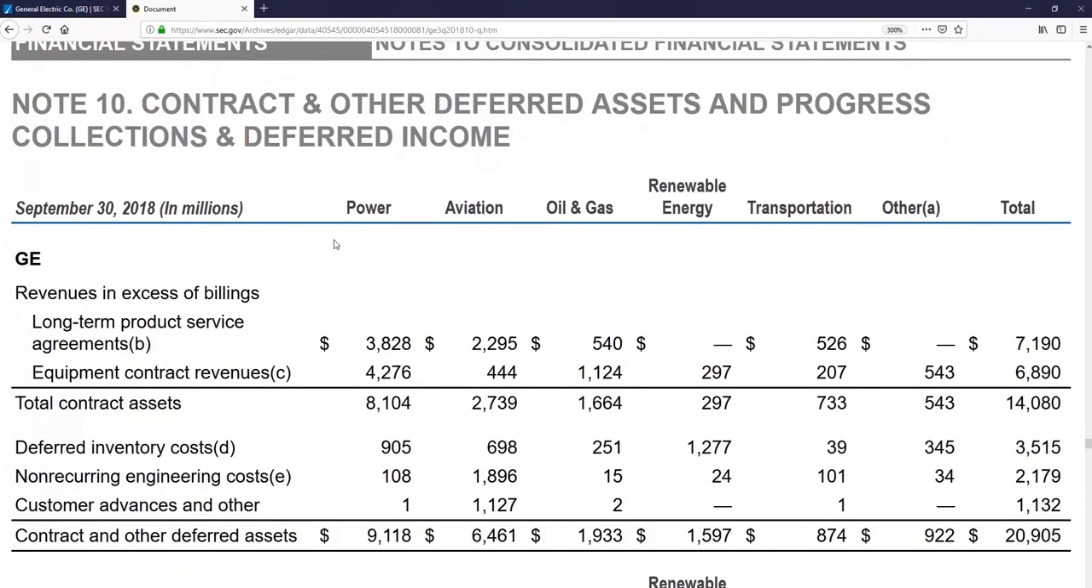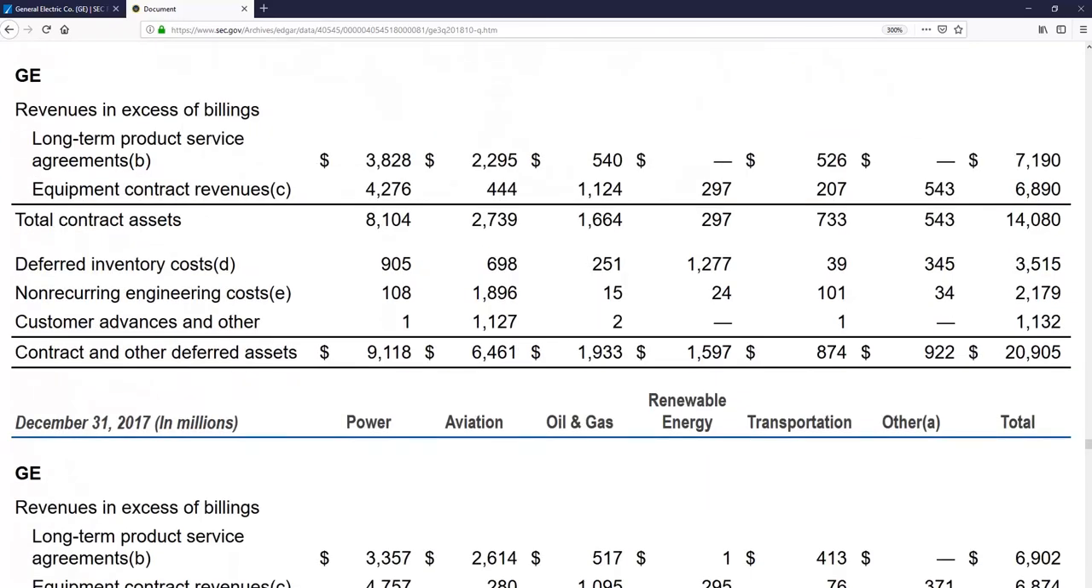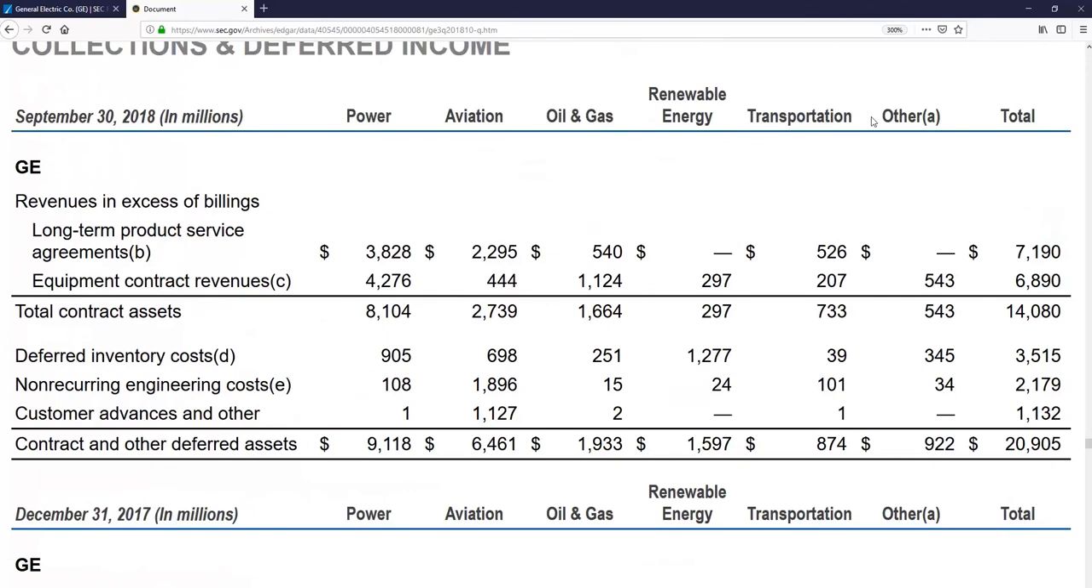Right. This is contract and other deferred assets and progress collections and deferred income. All right. And so what this means is these are projects that are under contract, right? So it means these companies have a contract to continue paying GE for doing some work for them, whether it's building turbines or whatever they may have. And so what we're going to be looking at is what is included in here, and then what isn't.